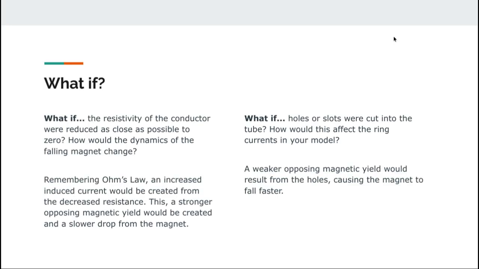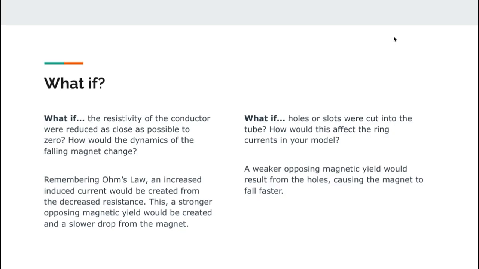And so our two questions: what if the resistivity of the conductor were reduced as close as possible to zero? How would the dynamics of the falling magnet change? So going back, remember in Ohm's law, an increased induced current would be created from the decreased resistance. Thus, a stronger opposing magnetic field would be created and a slower drop from the magnet.